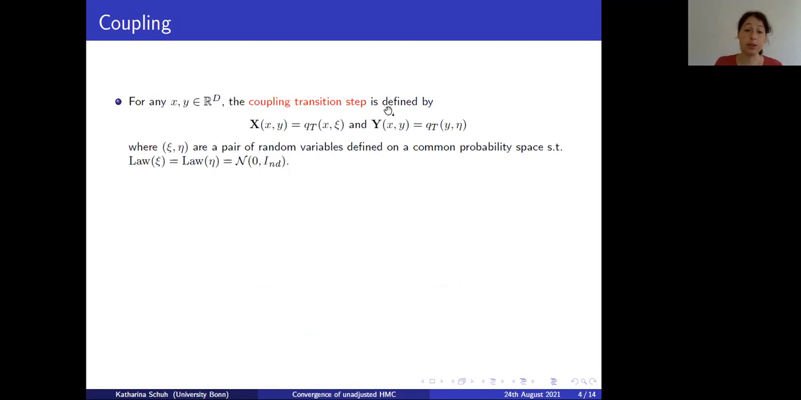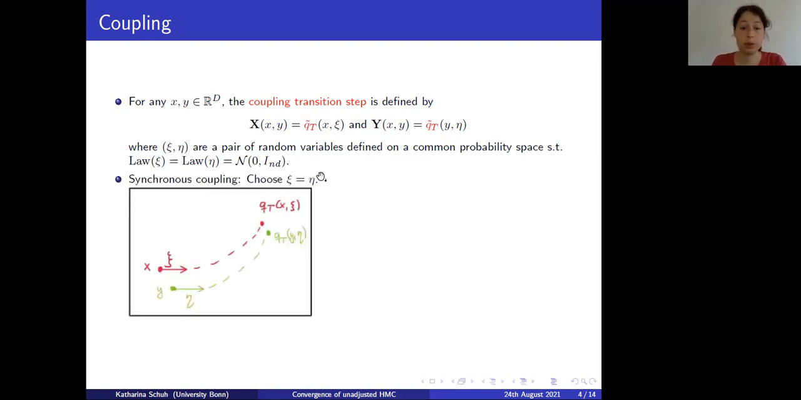Let me start with introducing what the coupling is here. The coupling transition step of HMC is given as follows: we have two positions x and y, and we run two copies of the Hamiltonian dynamics. And we couple these two copies through their initial velocities. So we couple xi and eta, a pair of random variables, both standard normally distributed, and we need to couple them in a certain way. The same we do for the unadjusted HMC. And now, how can we couple xi and eta?